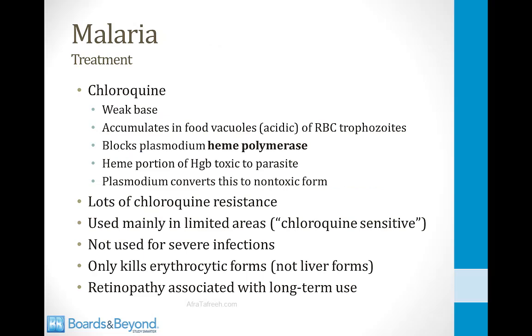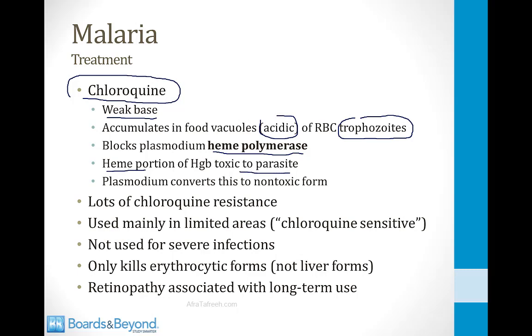Next, let's talk about some of the drugs used to treat malaria. And the first drug we'll discuss is chloroquine. This was one of the first treatments for malaria ever developed. Chloroquine is a weak base, so therefore it accumulates in the food vacuoles, which are acidic, of red blood cell trophozoite forms of Plasmodium. It blocks an enzyme that Plasmodium needs called heme polymerase. The reason Plasmodium needs this is because the heme portion of hemoglobin is toxic to the parasite. So Plasmodium converts this to a non-toxic form using this enzyme.